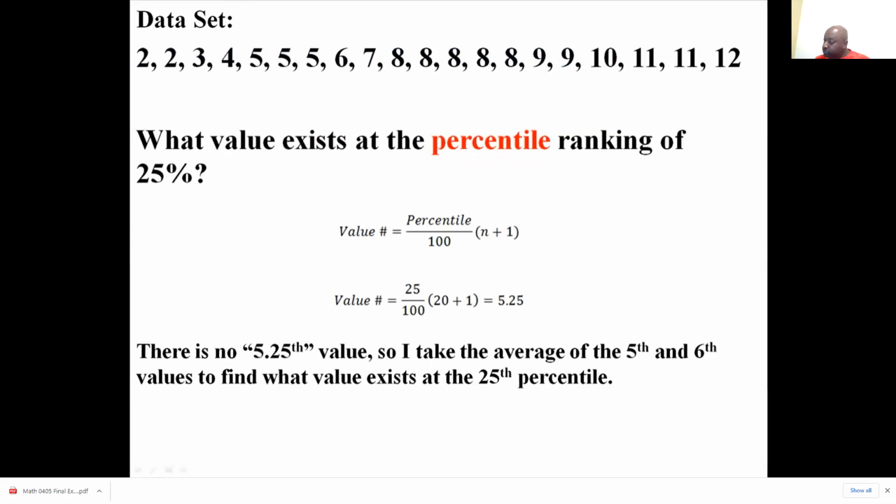But that doesn't really make any sense. I mean, there could be a 5th value or a 6th value, but there is no 5.25th value. So if you end up with something like that that isn't a whole number, you can just take the average of, in this case, the 5th and the 6th. And whatever that average is, that is what exists at the 25th percentile. My 5th number is 5, and my 6th number is 5. So the average of those two numbers is obviously 5. So for the question, what value exists at the percentile ranking of 25%, the answer is 5.